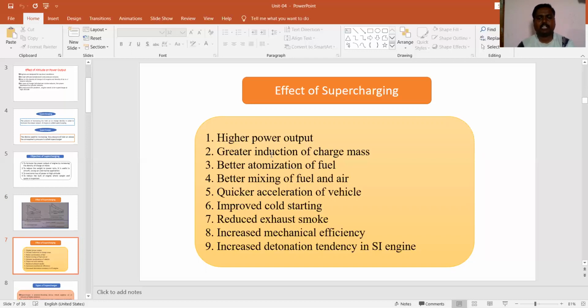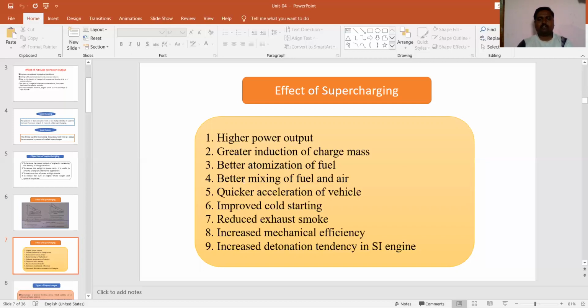Third one is better atomization of fuel. Generally in CI engine we require the atomization of fuel. Atomization of fuel means the fuel should be distributed in an engine cylinder through small fine droplets. If you utilize the supercharging concept, then the fuel will be atomized. Next one is better mixing of fuel and air.